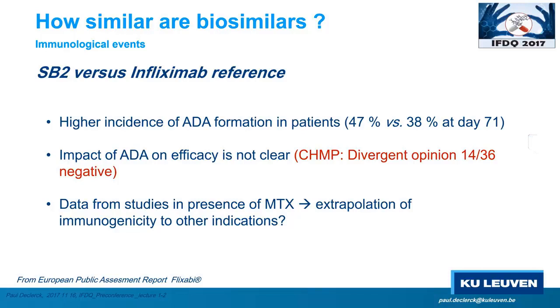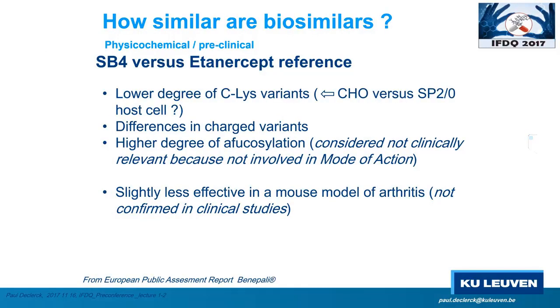So these data, 47% immunogenicity versus 38% immunogenicity, was also obtained in a patient population that was treated with methotrexate, that has even an immunosuppressive effect. So this actually means that you have no idea whether this difference would even be higher in the absence of methotrexate, for which some indications were approved. So this also raises some, let's say, uncertainty.